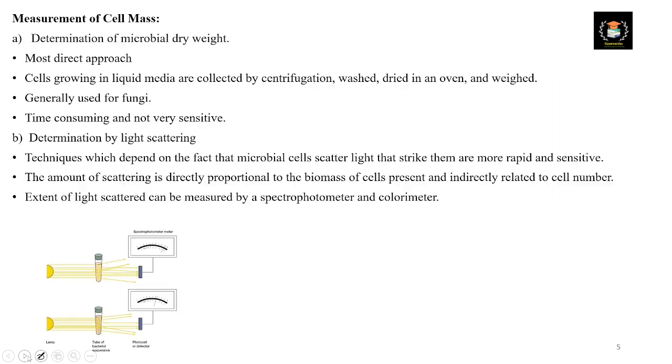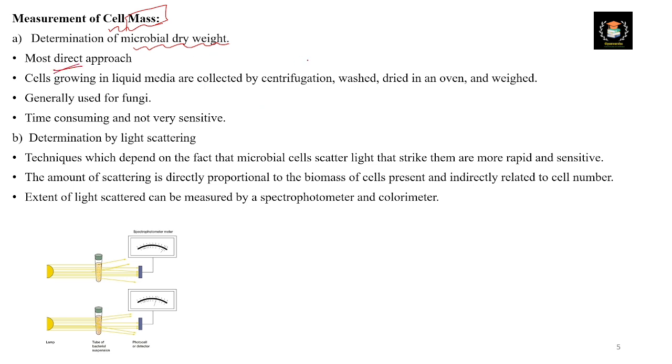Okay, so next, measurement of cell mass. Mass is nothing but weight. So directly we can calculate the dry weight of the microorganisms. It is the most direct approach to get the cell mass.